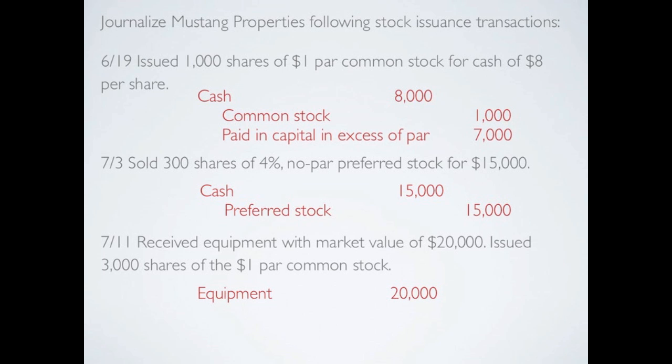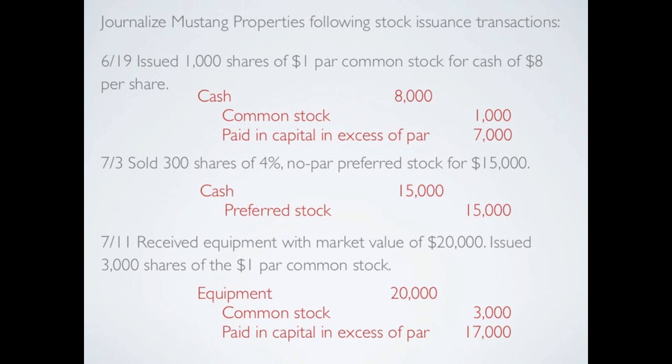But remember, common stock is always recorded at the par value. So we're going to credit common stock for that $3,000, 3,000 shares that are $1 par value each. And do you remember what the difference would be? Right, paid-in capital in excess of par, $17,000. That's just a plug figure there.